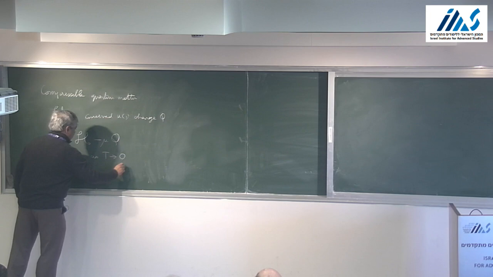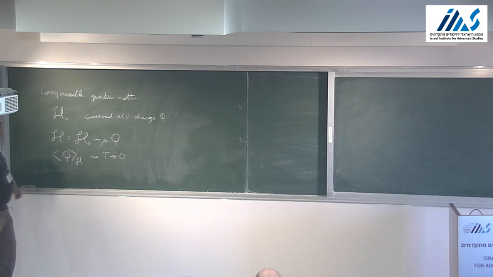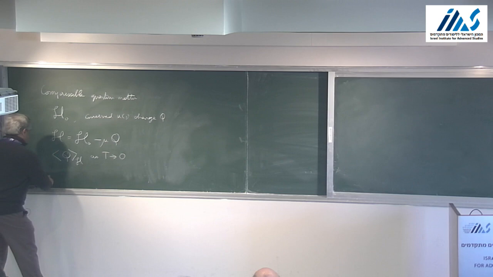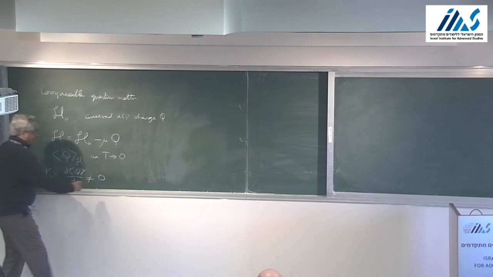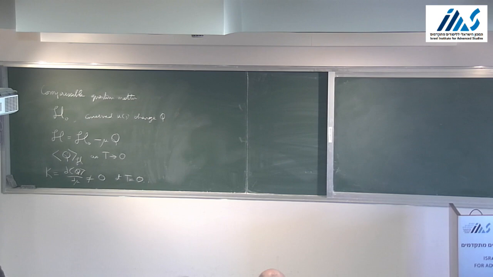So a compressible state is one which, first of all, this is non-zero, but more importantly, it's tunable. That is, the compressibility, K, which is dQ d mu, how does it change as you change the chemical potential at T equals 0? So it's very important that you be exactly at T equals 0. So you change the chemical potential.